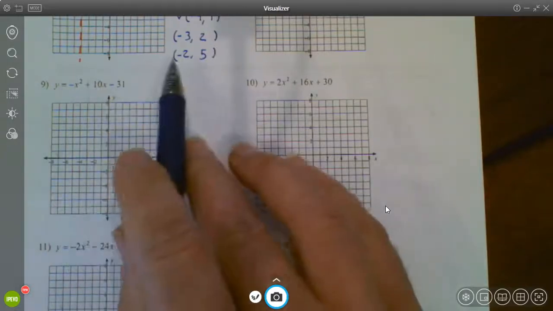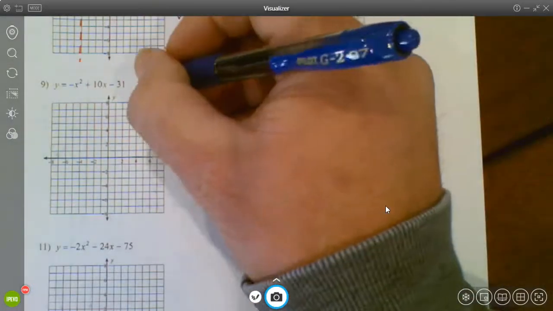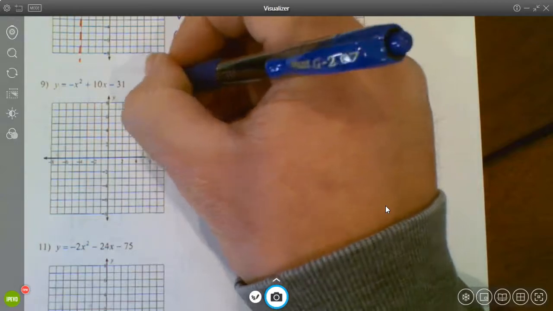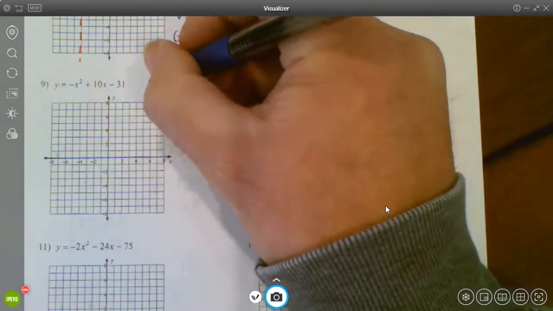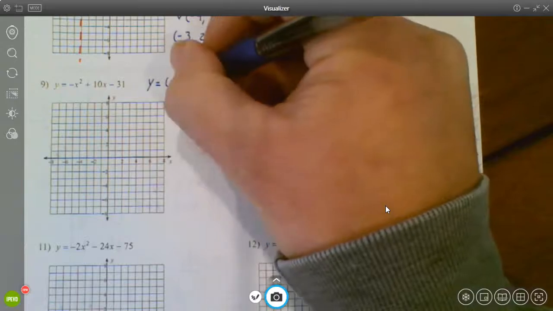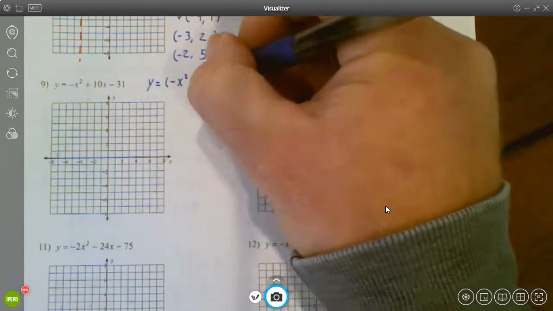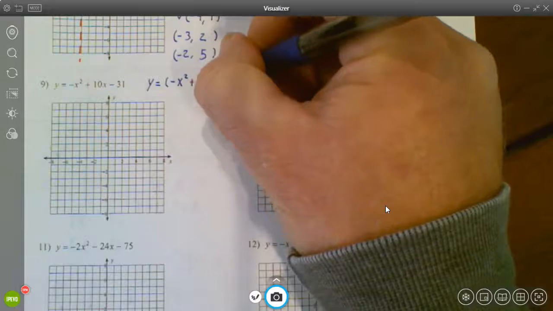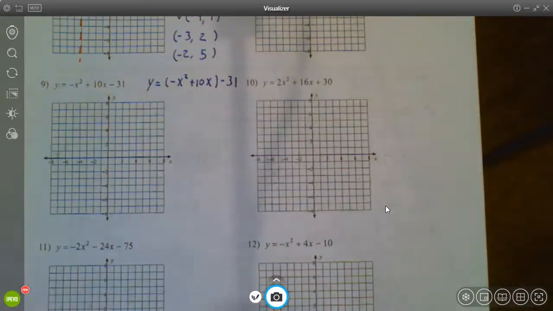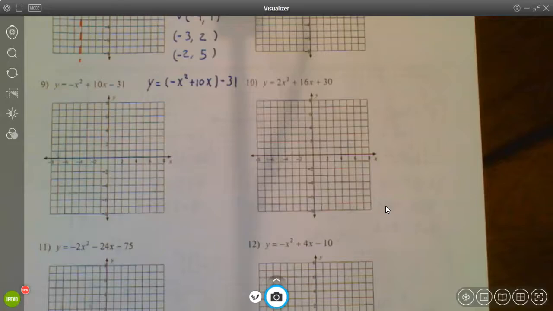Okay, so I'm going to start out the same way I did on the last one. I'm going to isolate those first 2 terms. So I'm going to isolate my -x squared and my 10x and separate out that 31. So I haven't really done any math yet. All I did was throw in some parentheses around my first 2 terms.